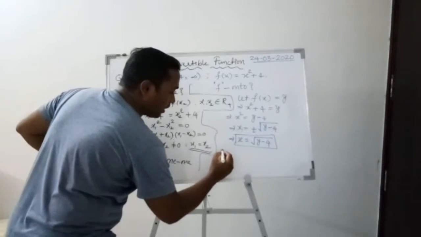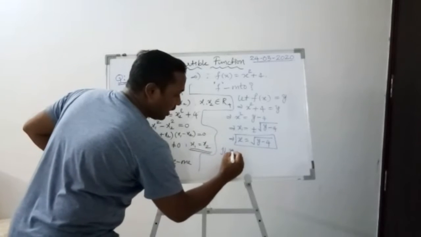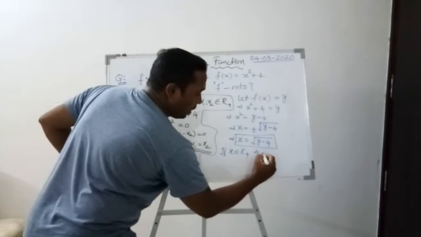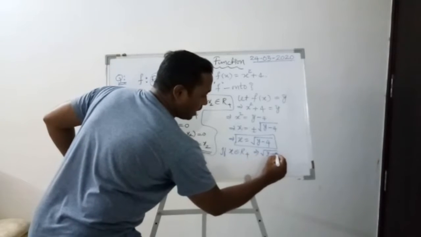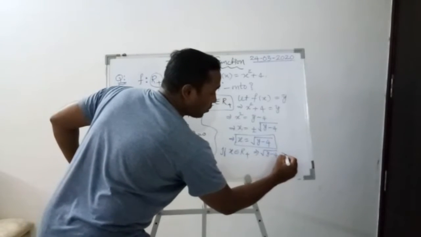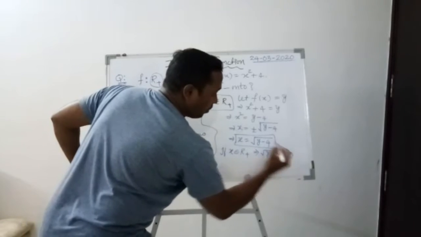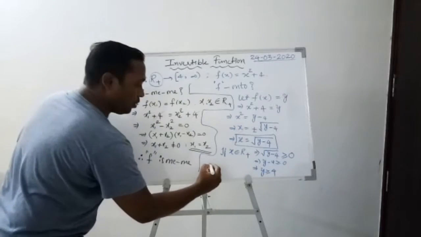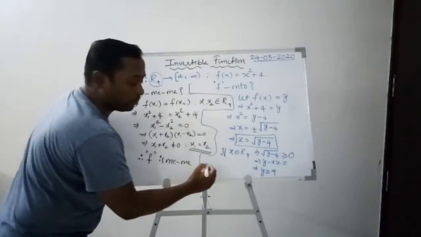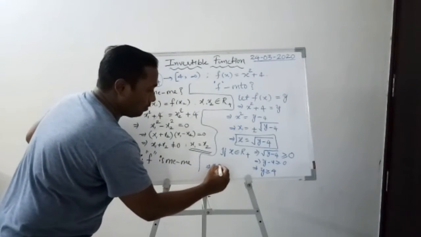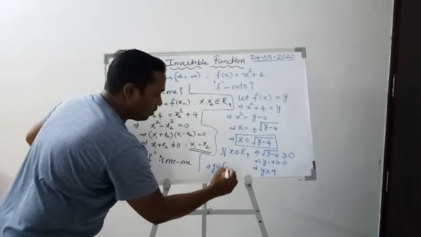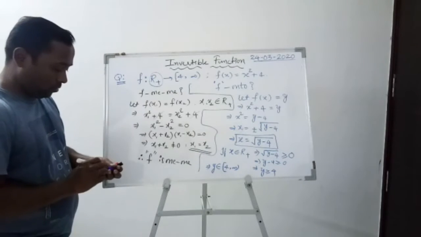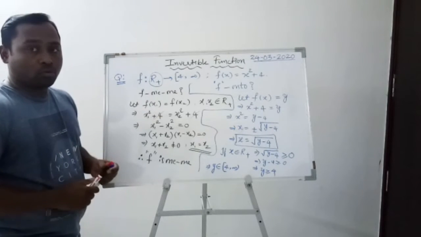So hence, what do you say here? If x belongs to the positive real numbers, it implies that under root y minus 4 must also be greater than or equal to 0. Y is greater than or equal to 4, which implies that y belongs to 4 comma infinity, right?